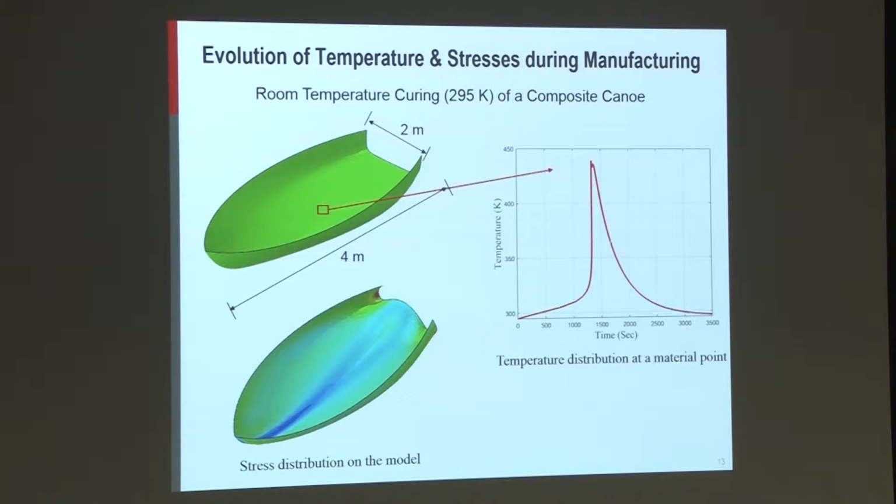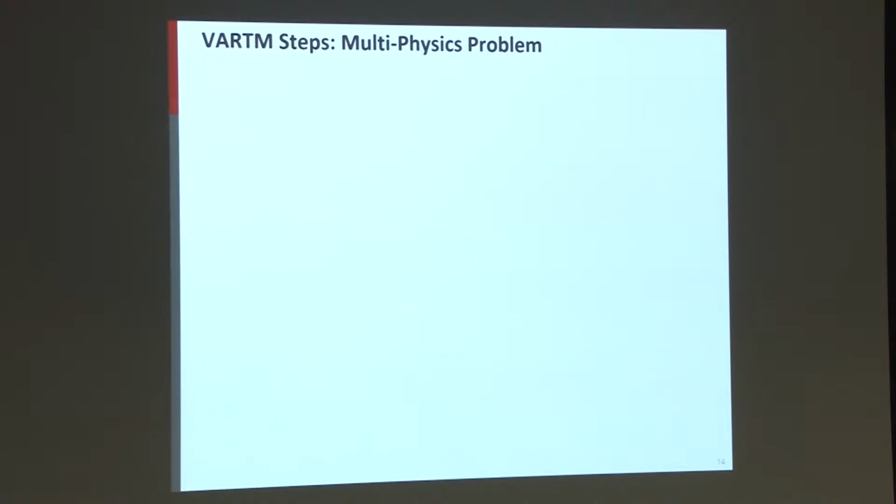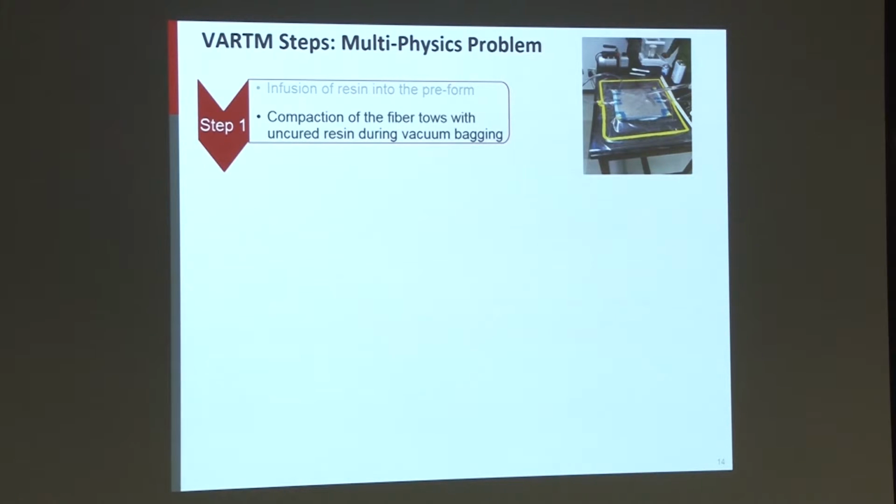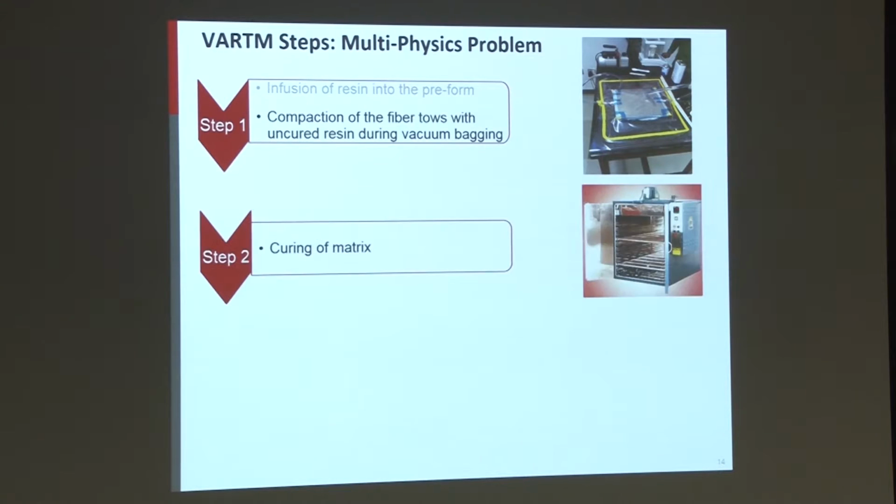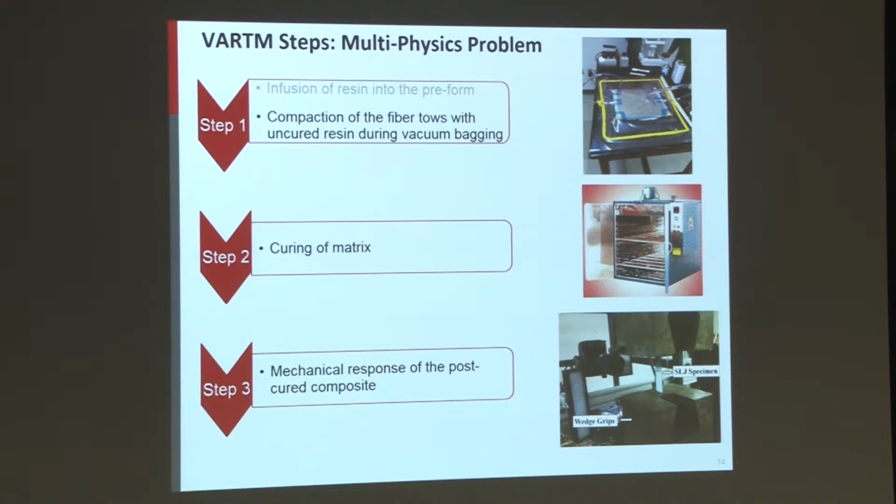All right. So we have established that the whole manufacturing process, which involves curing, is a multiphysics problem. So we now split the process into multiple steps. Step 1 is the infusion of resin assisted by compaction. Next is the curing of matrix. It could occur either at room temperature, or it can be expedited by applying a cure temperature cycle. And once the curing is complete, we determine the mechanical response to understand the effect of the curing process.